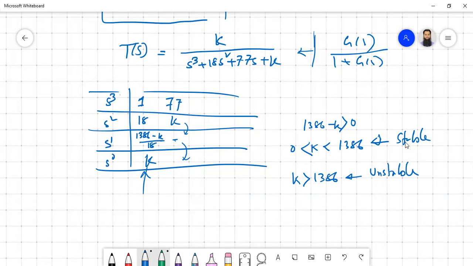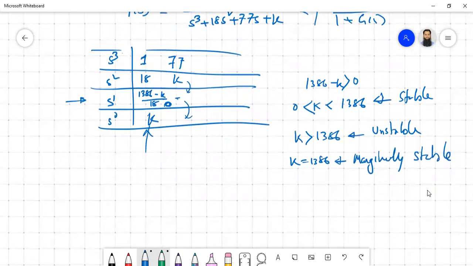And finally, if you want to find out the marginally stable case, that is only possible with an even polynomial. So for that, we need the entire row to be 0. So this row can be assumed 0. So if that can be assumed 0, that means k equal to 1386 is the condition for the system to be marginally stable. Okay, so the system will be marginally stable. Now, the condition here is for the marginally stable system as well.